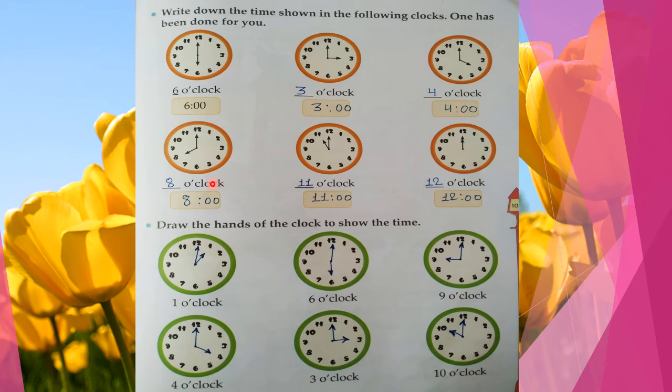Okay. Next, longer hand 12, shorter hand 8, so it means what is the timing? 8 o'clock. Okay. What is the timing? 8 o'clock. Next, longer hand 12, shorter hand 11, so the timing is 11 o'clock. Okay. Next, last one, the longer hand and shorter hand both are on 12, so the timing is 12 o'clock. What is the timing? 12 o'clock. Okay. And this question is completed.